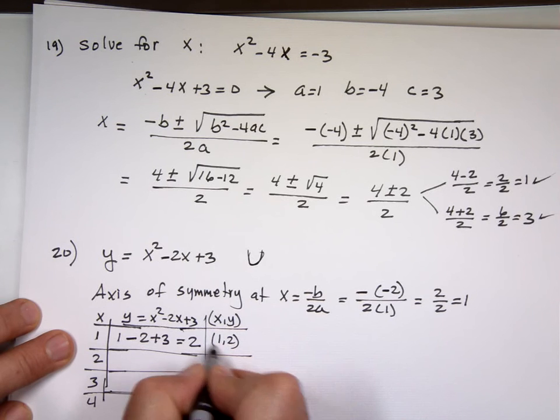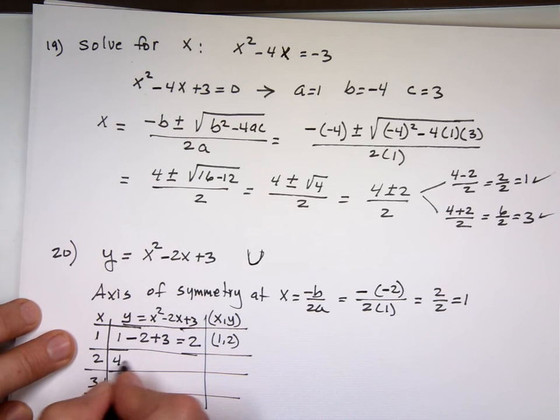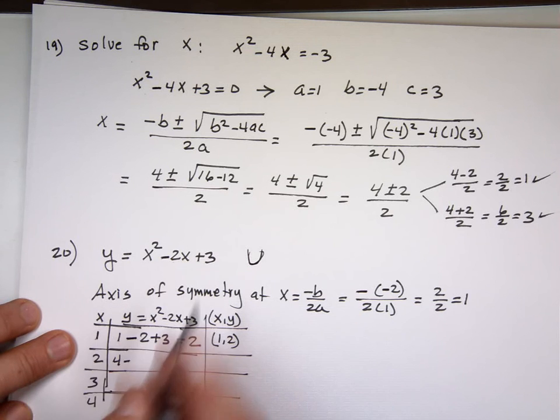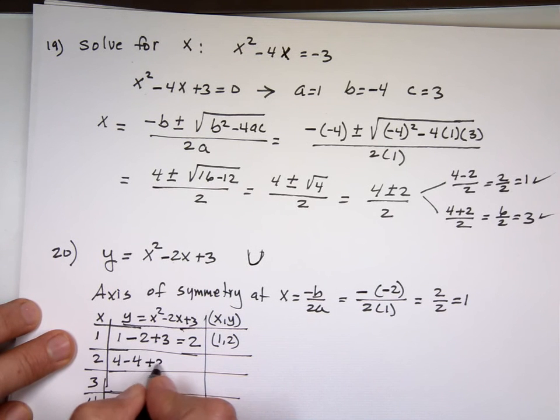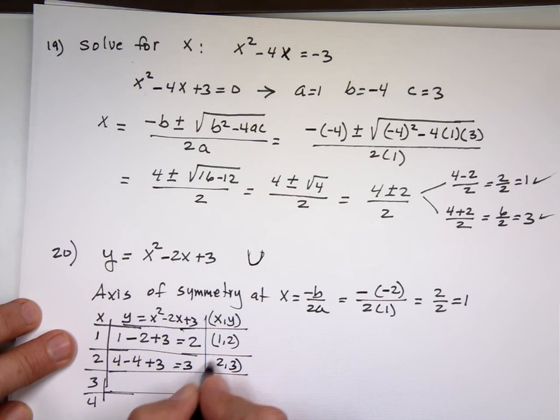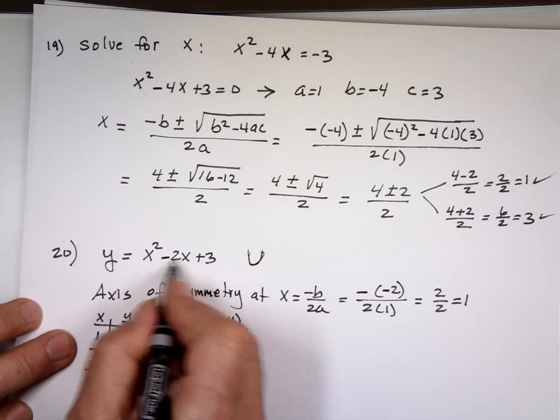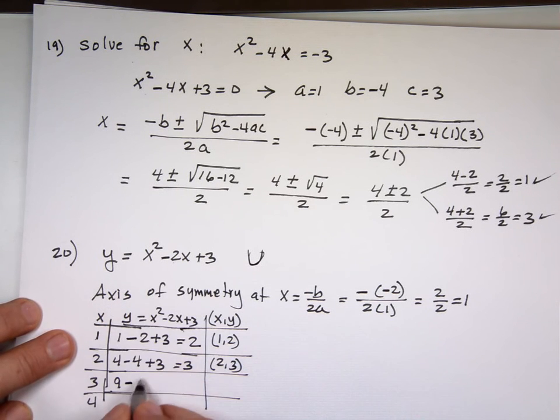When x is 2, what's 2 squared? 4. 2 times 2, 4, plus 3, that's a 3. When x is 3, that's 9, minus 2 times 3, which is 6, plus 3, which is 6. I don't need any more, actually. I can do the 4, but I really don't need it.